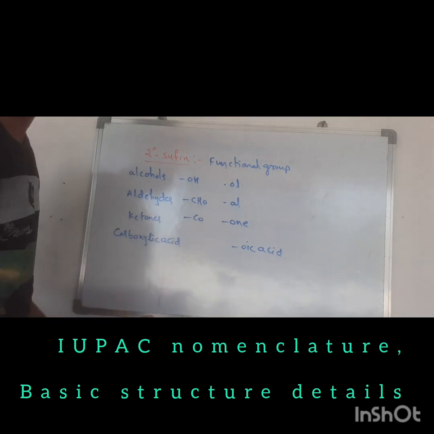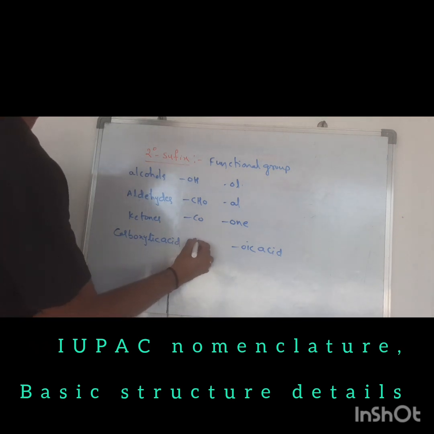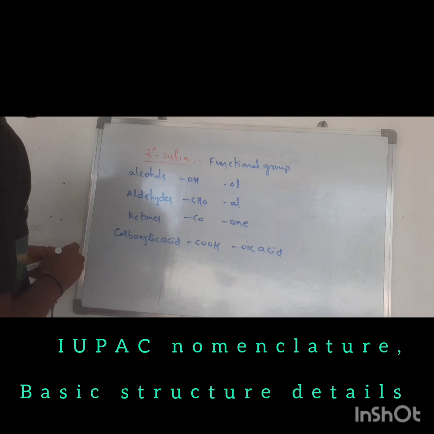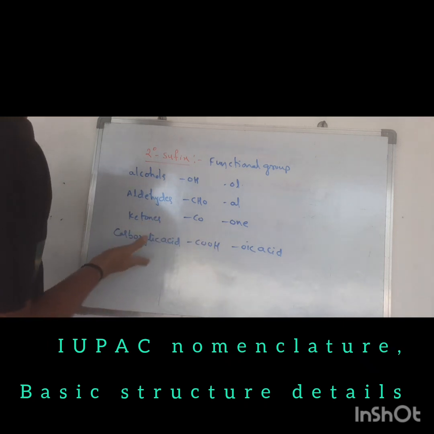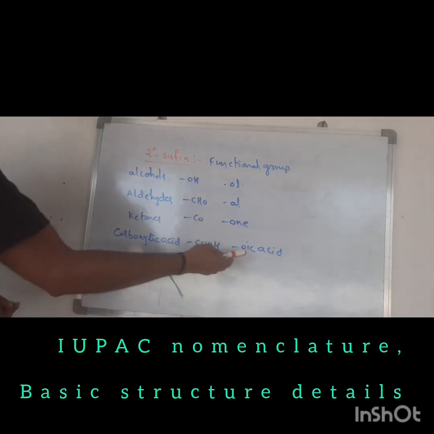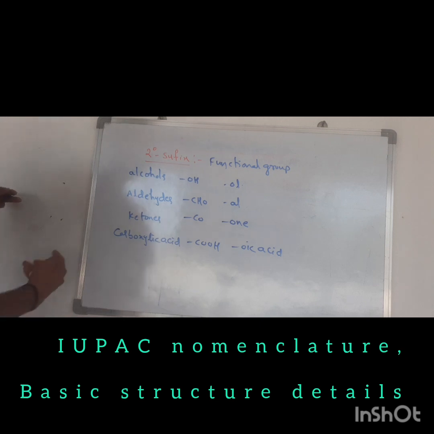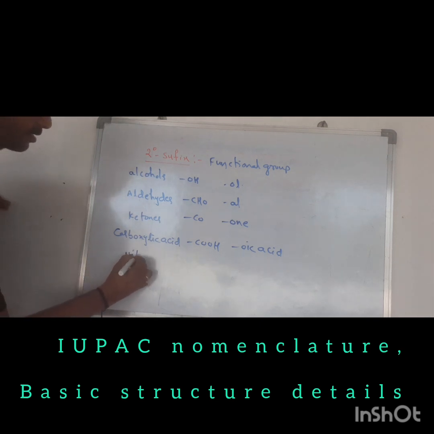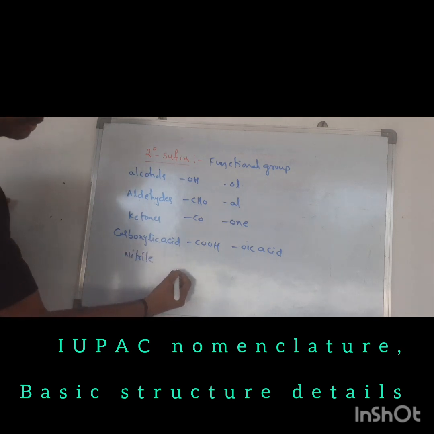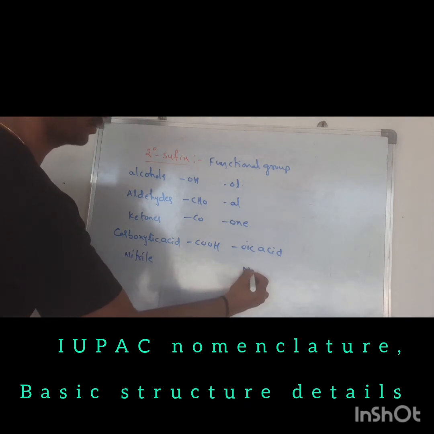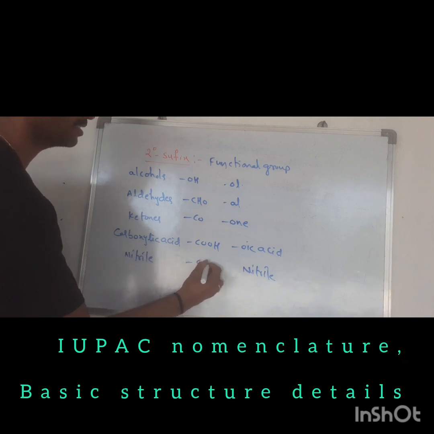So how do we know the given compound has a carboxylic group? We know the presence of COOH tells us the functional group is a carboxylic acid, then use "oic acid". Next, nitriles. For the nitrile functional group, we have to use "nitrile" only. Nitrile means that is CN.